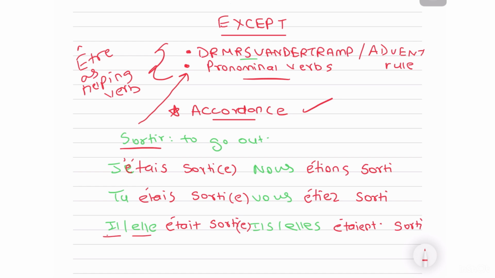With nous, because it is plural, an S goes. With vous, if it is plural, an S goes. And with ils, it will become sortis with an S. And with elles, it becomes sorties with an E and S. So this is an example of how we conjugate in plus-que-parfait.